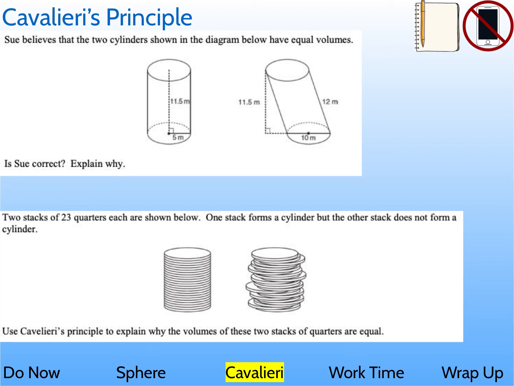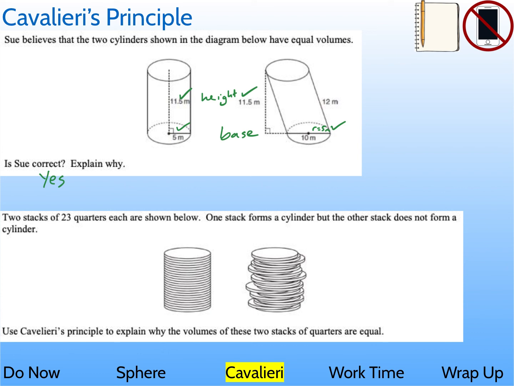So with this one, if you look at it, Sue thinks they have the same volume. So here, let's take a check. We have the same height. Good. So same height. That's important. And both bases are circles with radiuses of 5 meters. So they have the same area of the base as well, which means, yeah, Sue is correct, because they have the same base area and they have the same height and it's the same general shape.